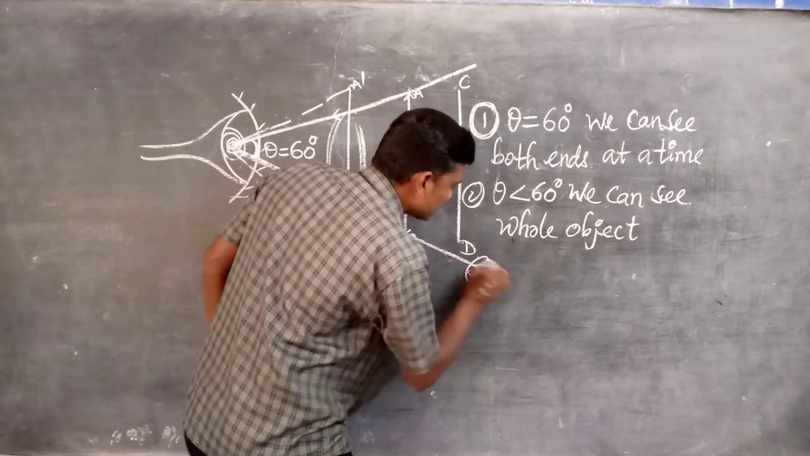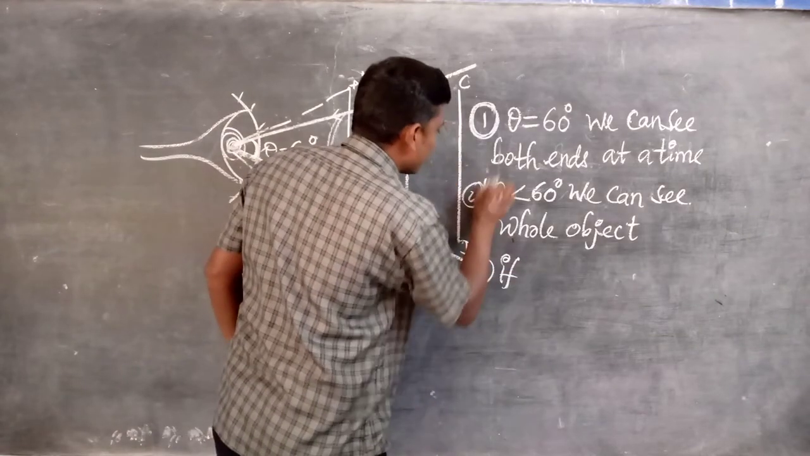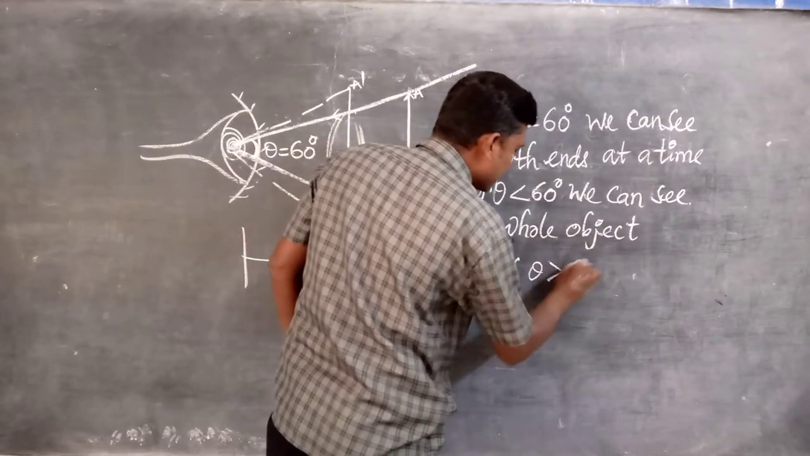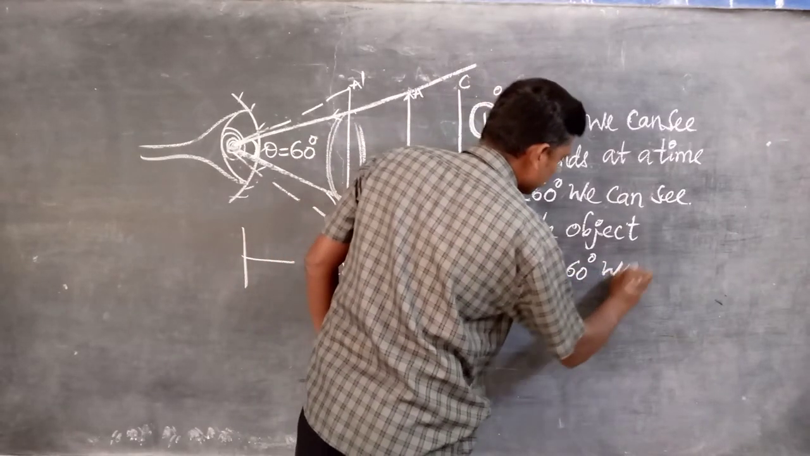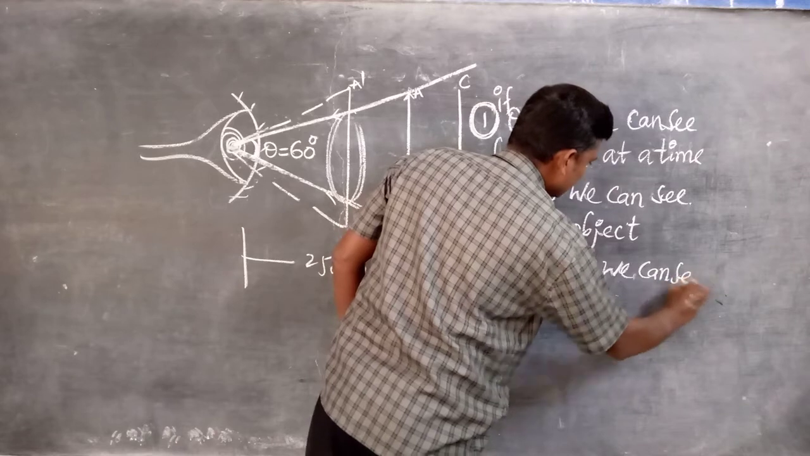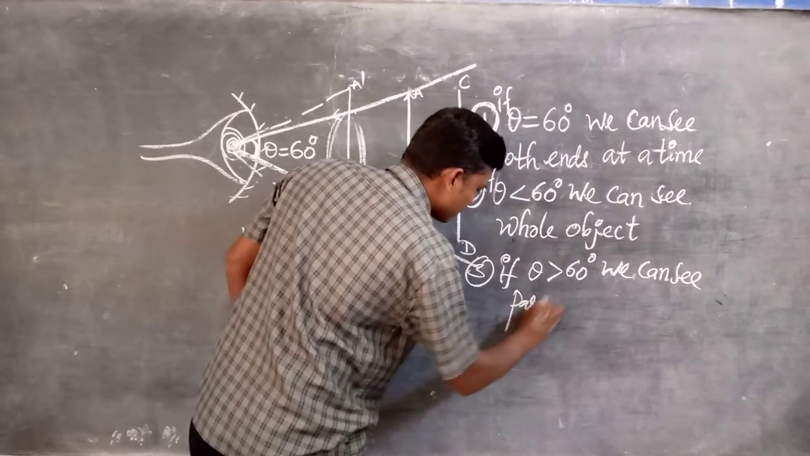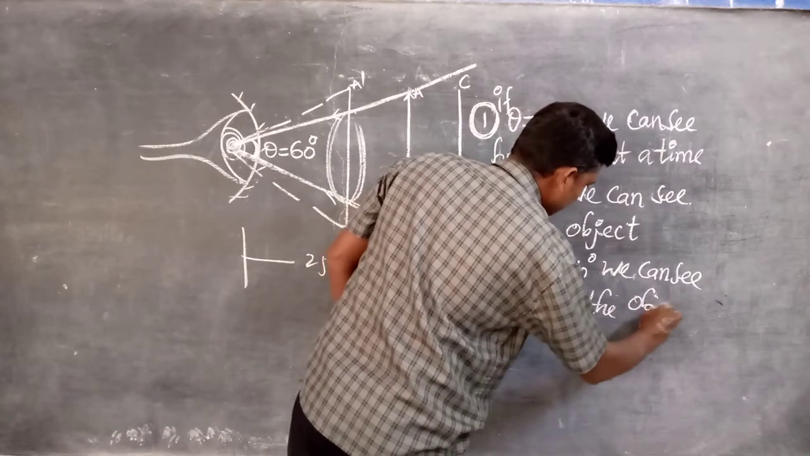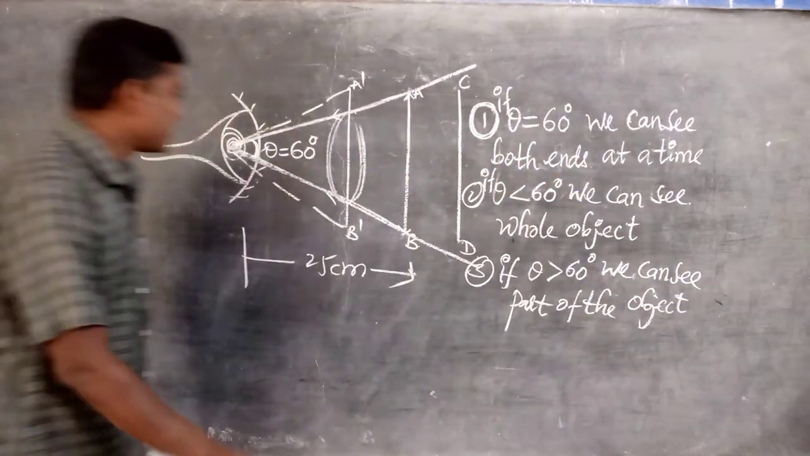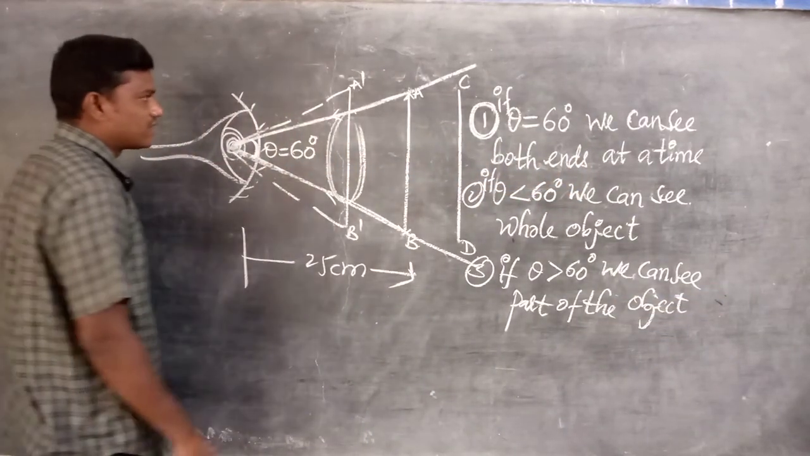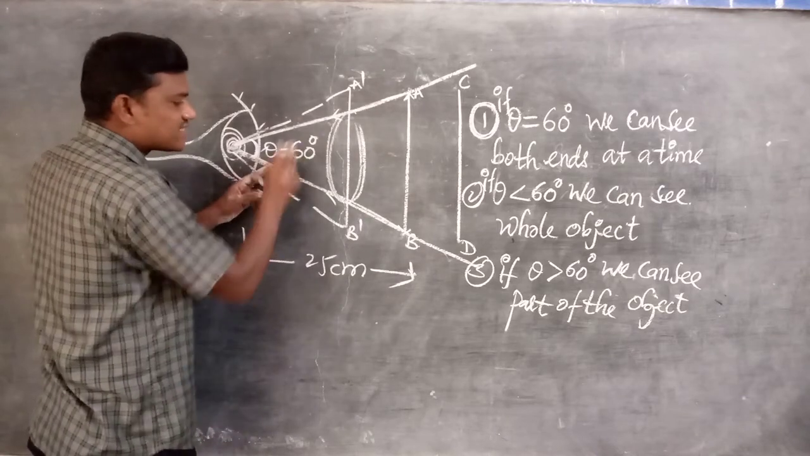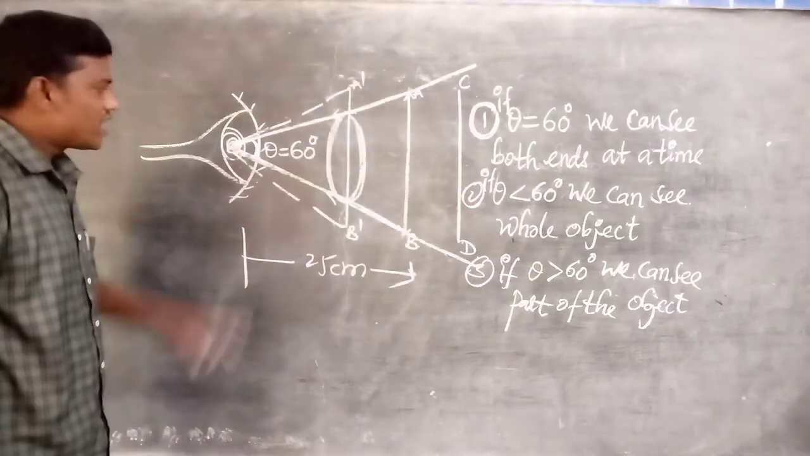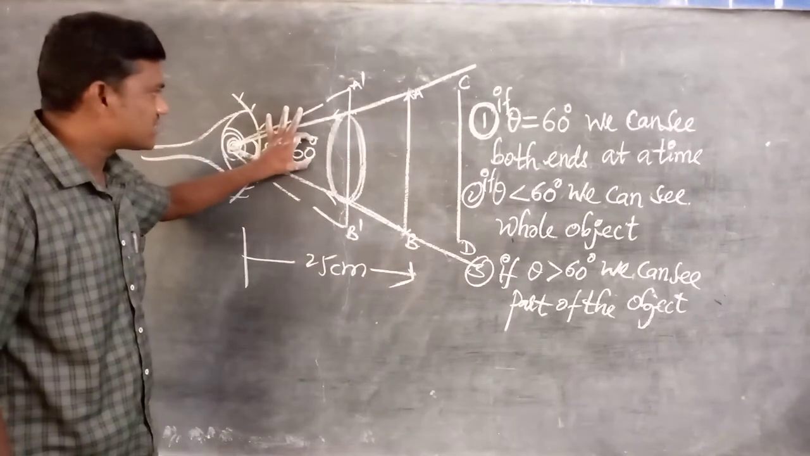Third one, if theta is greater than 60, we can see part of the object. So here you are observing that if theta is greater than 60, only what can we see? Part of the object. So theta is equal to 60.